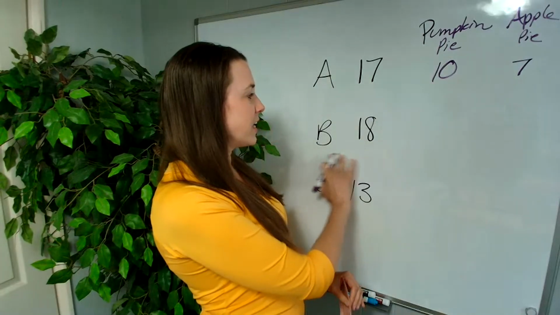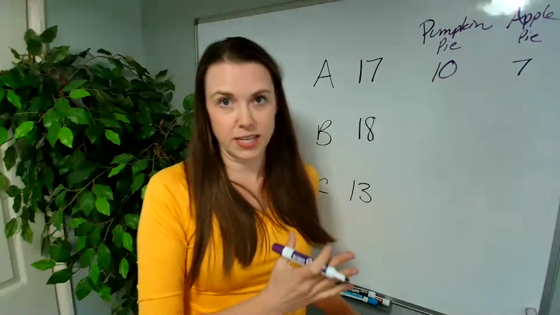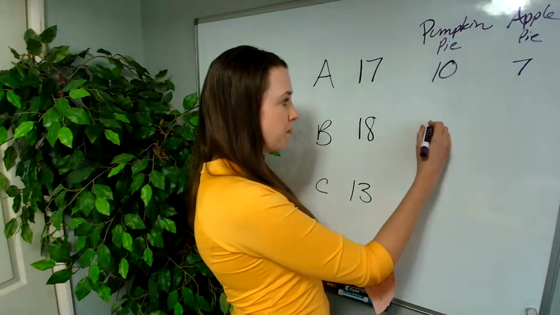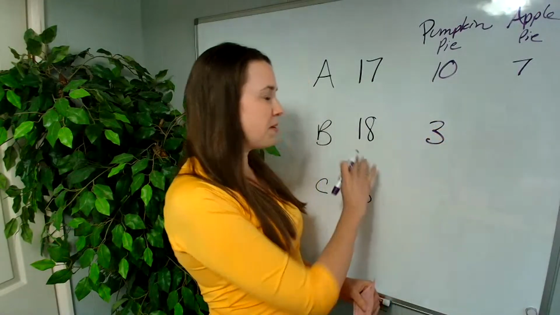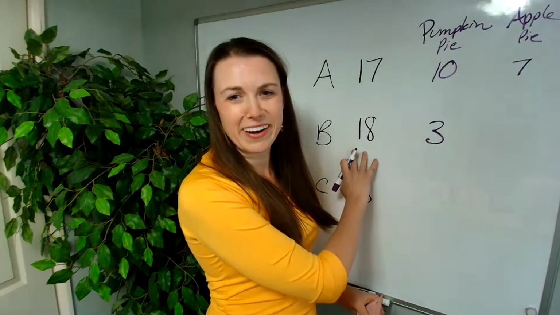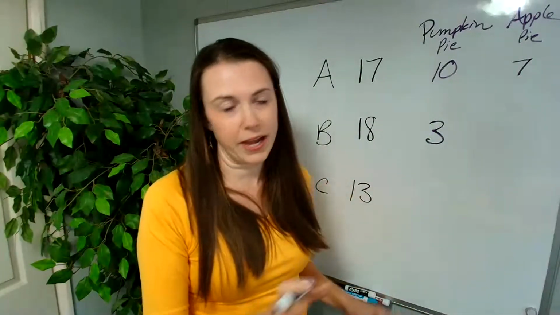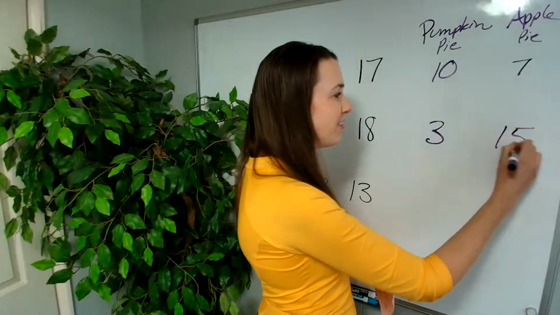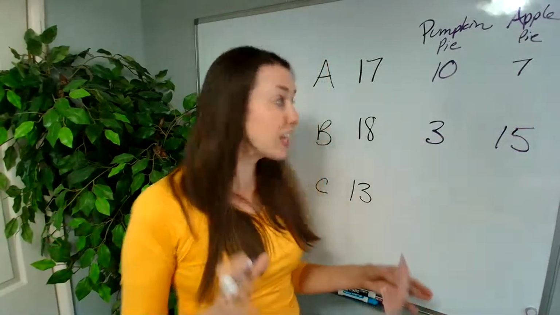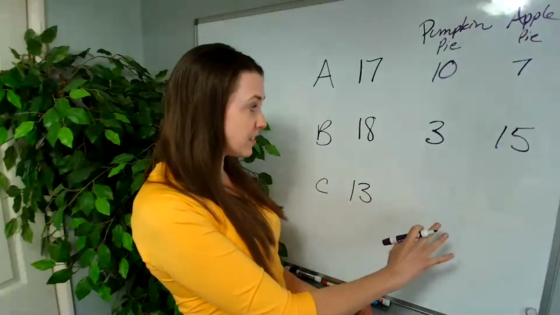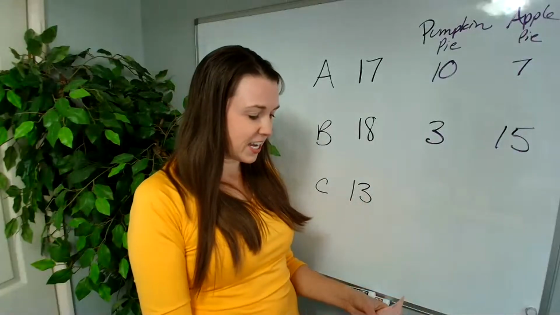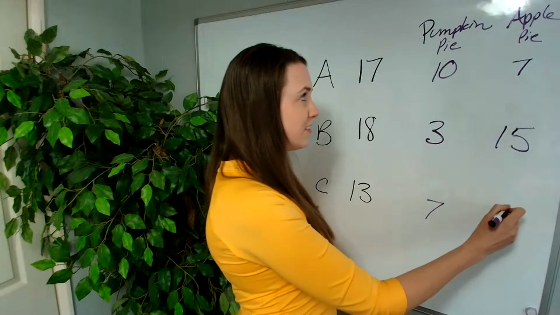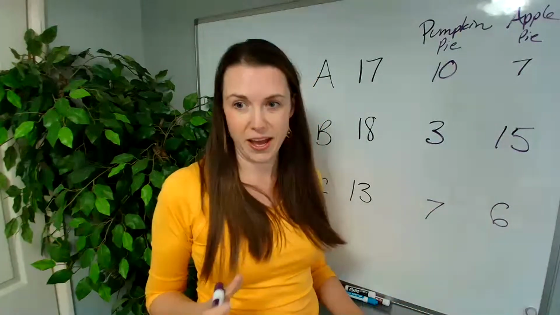Now we're going to take State B, and we're going to say here that 3 people wanted pumpkin, and maybe the governor of this area makes really good apple pie, and they're all like, we want the apple pie. So we're going to go with 15 there. Now we have our last state, and we're going to say 7 of them prefer pumpkin pie, but 6 of them prefer the apple pie.